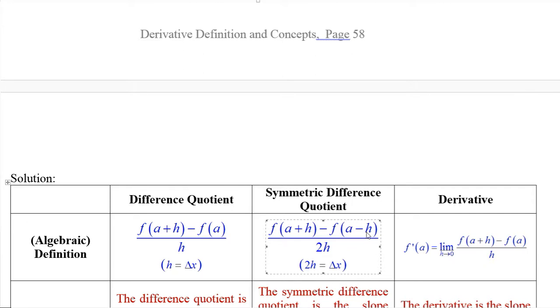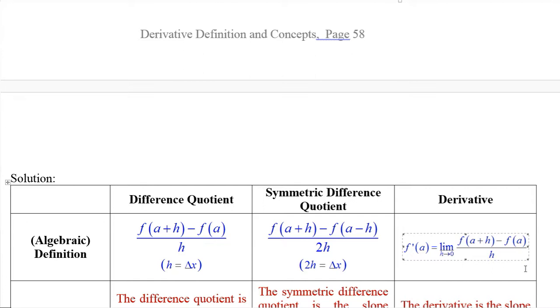Now, the derivative takes the difference quotient, so notice you take exactly this thing that we have over here in the difference quotient, and then just take a limit as h goes to 0. That is the limit of a difference quotient, which is the derivative. One way to write that is f prime evaluated at a, or df/dx such that x equals a.